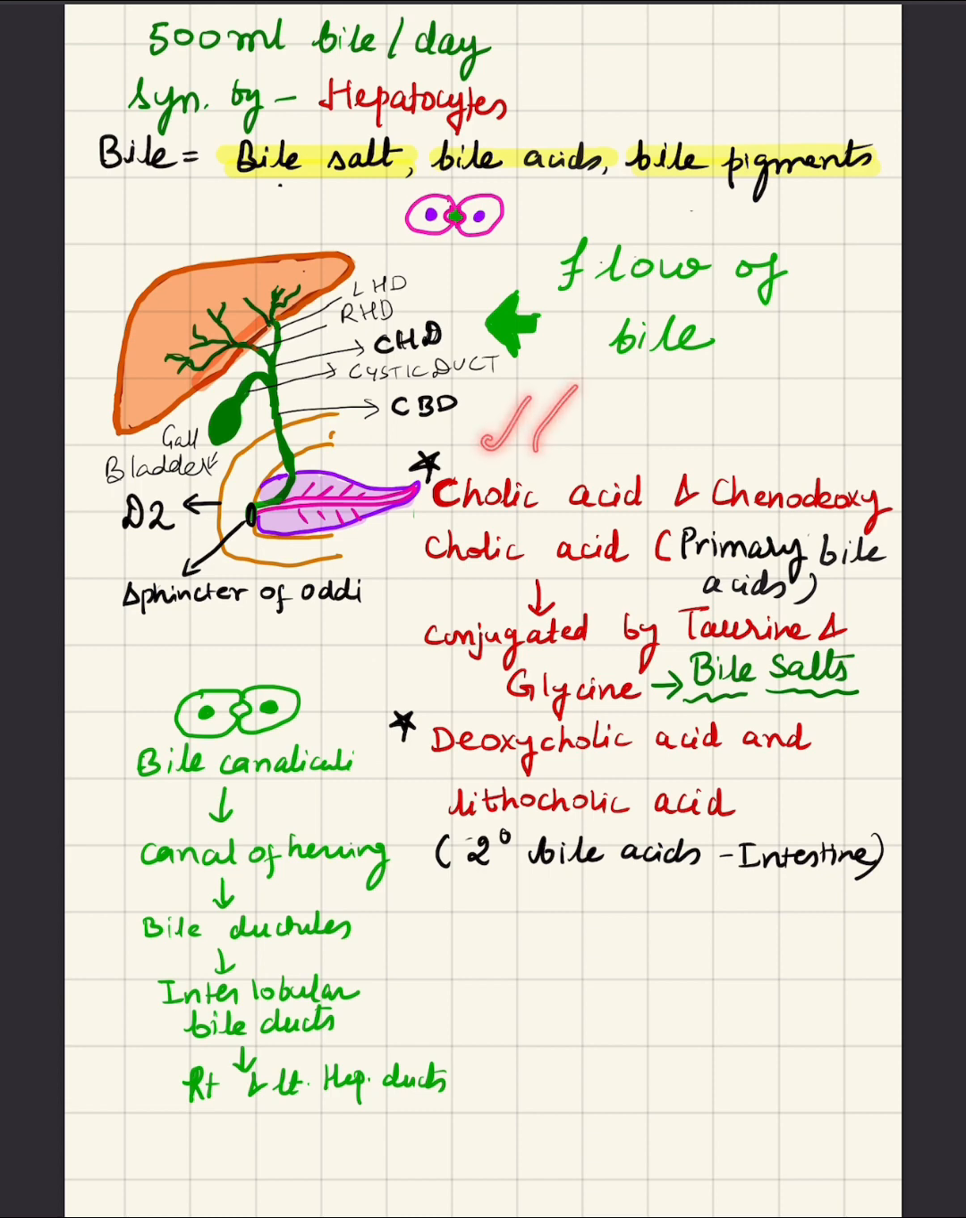Now bile is composed of bile acids. So what are bile acids? They are primary and secondary bile acids. Primary bile acids are cholic acid and chenodeoxycholic acid, and they are conjugated by taurine and glycine, and then they are known as bile salts. So the conjugated bile acids, sometimes with sodium and potassium in them, are called bile salts. Secondary bile acids are produced in the intestine, and they are deoxycholic acid and lithocholic acid. Again, these are important from the MCQs and viva point of view.